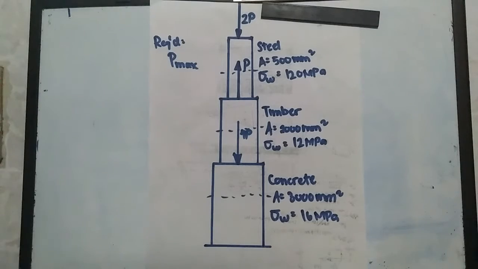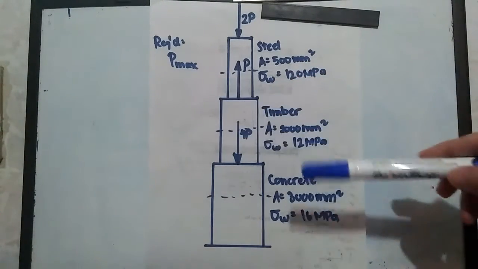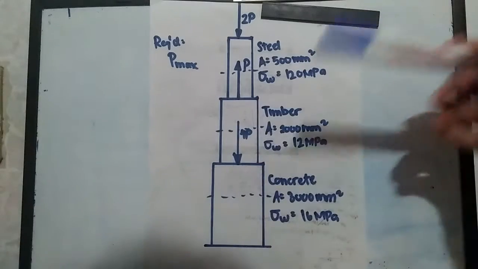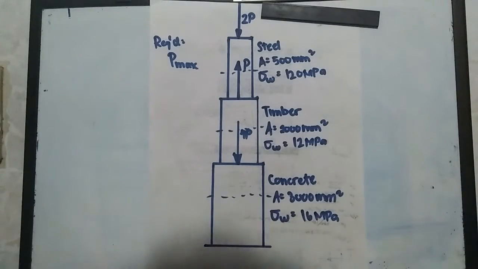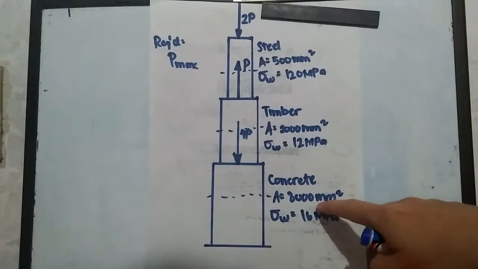And the problem wants us to solve P sub max, the maximum allowable load that we can apply to our structure so that it wouldn't get destroyed. For us to solve for P sub max, we need to sectionize our structure into three segments because we have three different materials, that's number one, and their cross-sectional area is varying. Means to say they don't have the same cross-sectional area. They have differences because this one is 500, this one is 2000, and this one is 8000.